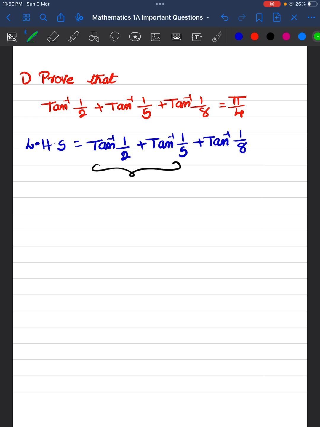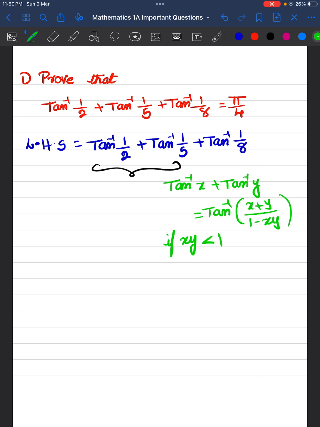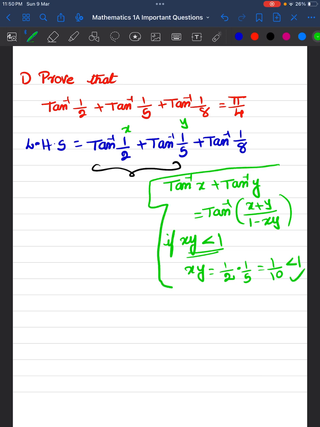I can apply the formula for tan inverse x plus tan inverse y. What is the formula for tan inverse x plus tan inverse y? It is tan inverse of (x plus y) by (1 minus xy). This formula is applicable only if the xy value is less than 1. Here x means 1 by 2, y means 1 by 5. If I consider x into y, this is 1 by 2 into 1 by 5, that is 1 by 10, that is 0.1, which is less than 1. So clearly we can apply this formula here.